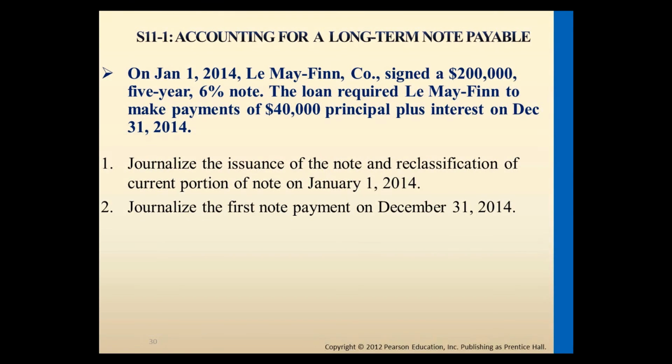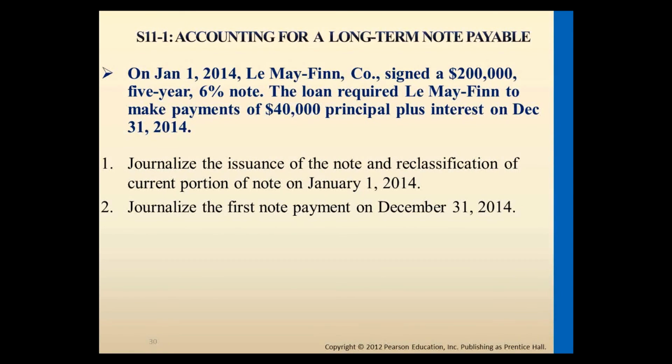Okay, let's take a look at this problem together. So we have a couple of journal entries to make for this problem. First of all, how do we journalize issuance of the notes, which relates to that $200,000. Then we have to reclassify the current portion, which it tells you already is $40,000.